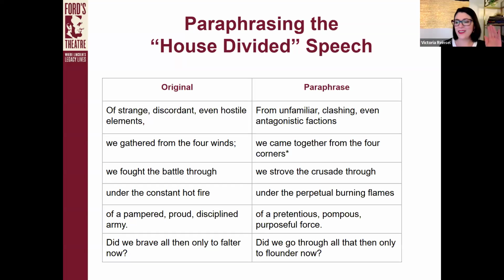"Under the constant hot fire of a pampered, proud, disciplined army," I changed to "under the perpetual burning flames." And I wanted to play with the alliteration, that repetition of sound with the P's. So I went with "of a pretentious, pompous, purposeful force." "Did we brave all then, only to falter now?" "Did we go through all that then, only to flounder now?" So I'm literally going word by word, phrase by phrase, chunking it up.